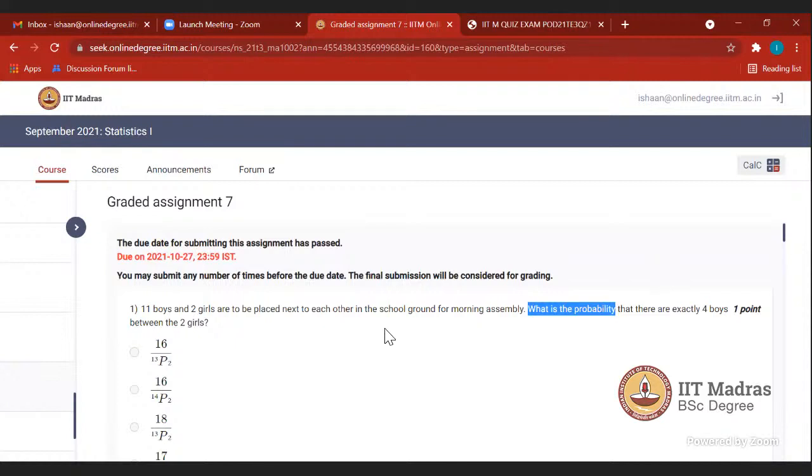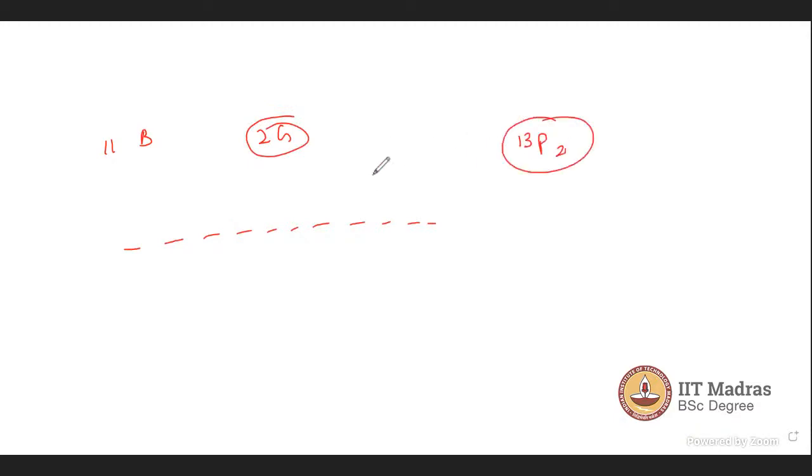So I think you want me to do this, or is it clear now? Yes, it would be helpful. Okay. So 11 boys, 2 girls. We have to place them. So we have in total 13 places, right? In how many ways can I place 2 girls? It is 13P2. Total ways to arrange girls, right?